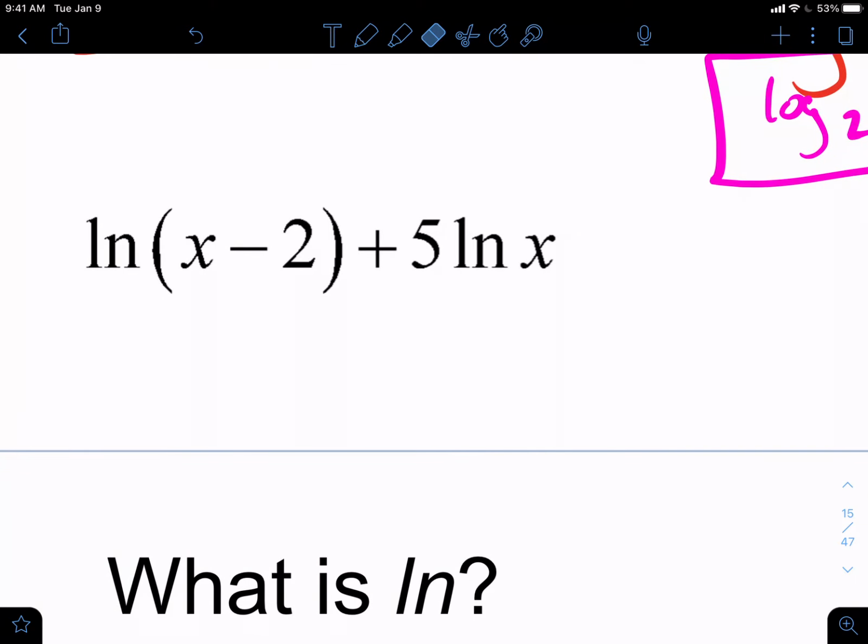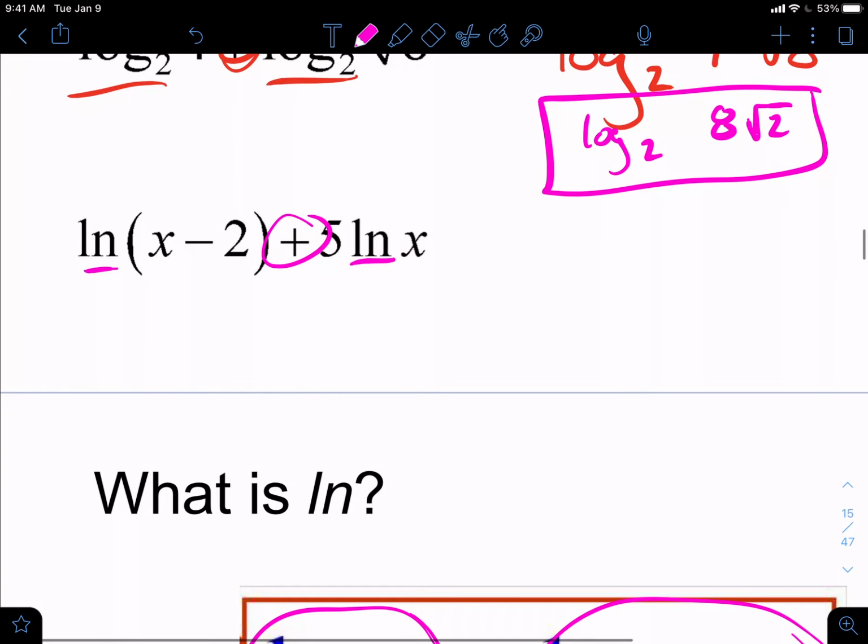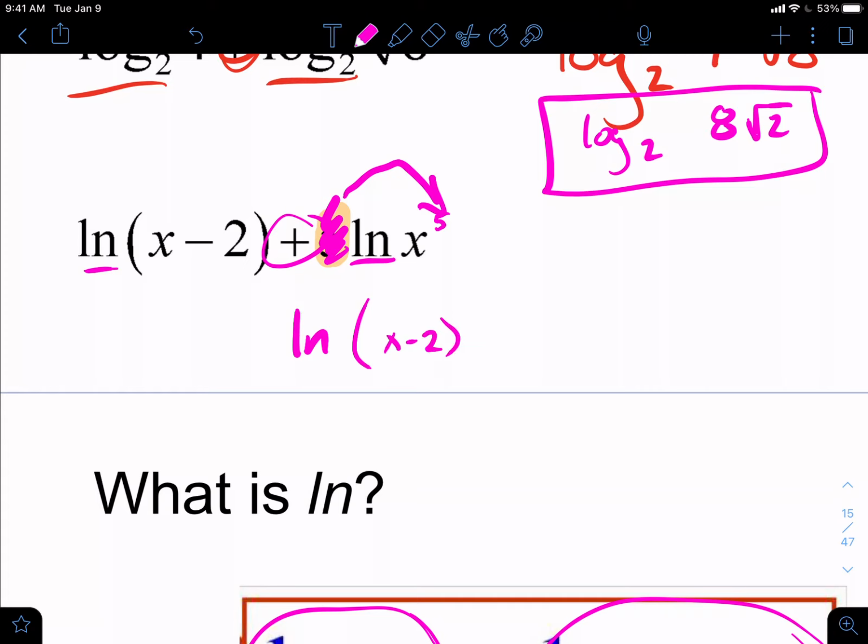So again, since these are both ln's, we can combine them in the same manner. Since we do have a plus here, we do want to just multiply. Now, one thing to notice is that this 5 in front, that's really an exponent to this x. So this is really x to the 5th, and we can get rid of this. So rewriting this, I will have the natural log of x minus 2. Now, that's a quantity, so we can't quite just get rid of that. I'm going to put brackets around this whole thing. And then that's times x to the 5th.